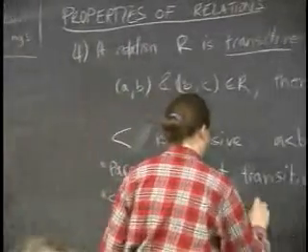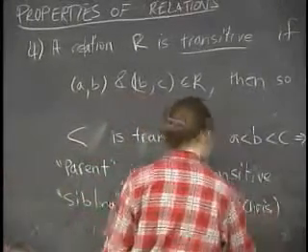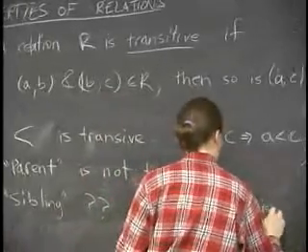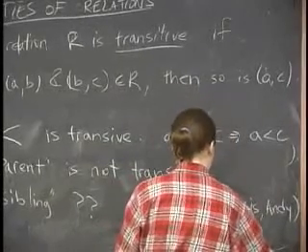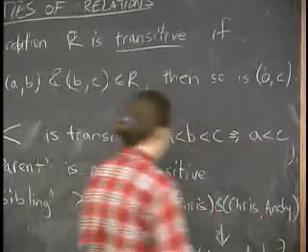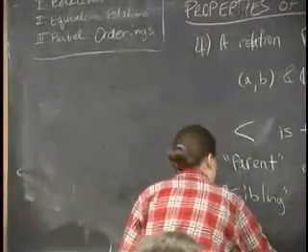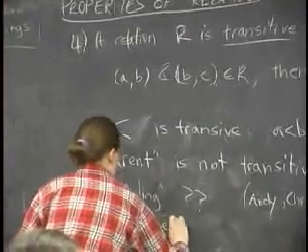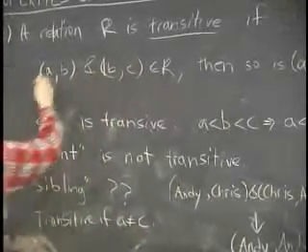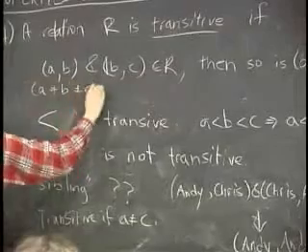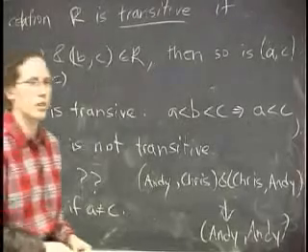Because in this case we could have Andy, Chris and Chris, Andy, and this would imply Andy, Andy. If in this case we require that A is not equal to C, then it would be transitive. Right, exactly. So maybe we should say if A is not equal to B is not equal to C, then sure, sibling is transitive. That would make more sense.